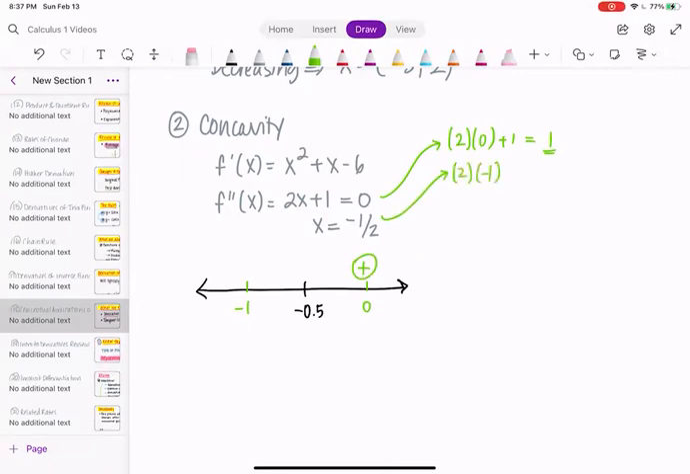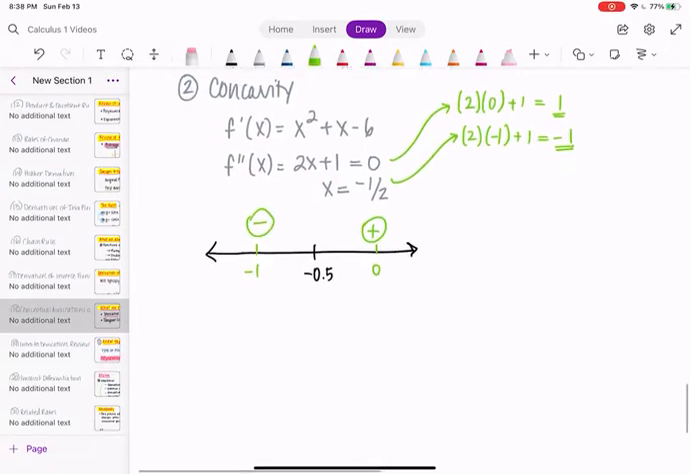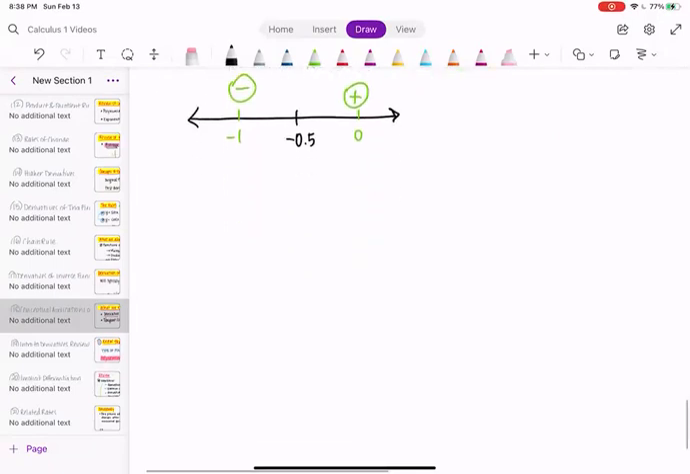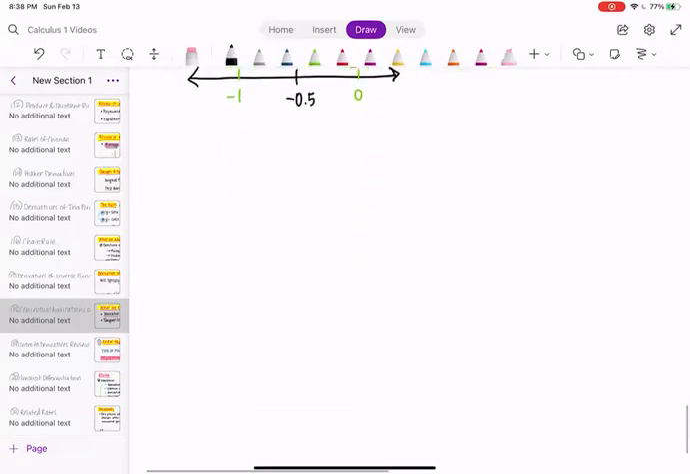So I have -2 plus 1 is -1, and that means it's going to be concave down on this side. So here's what I know so far. I know that I have this function, right?